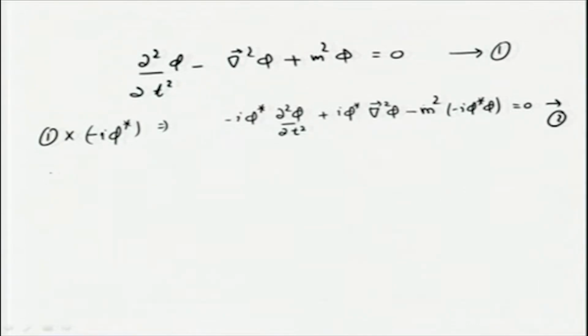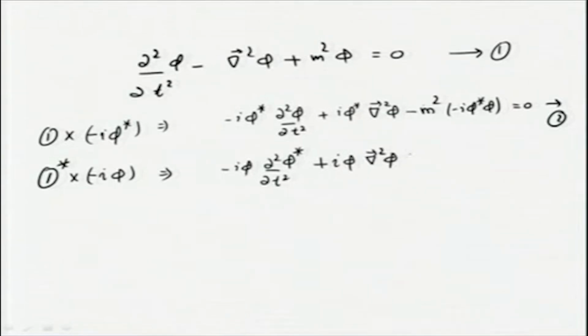Let me take the complex conjugate of equation 1 and multiply this by minus i phi. That will give me minus i phi dou square over dou t square phi star. I have taken the complex conjugate of equation 1; again that becomes plus i phi del square phi star, minus m square, only one minus sign there, phi star phi, equal to 0. So, this is equation 3.